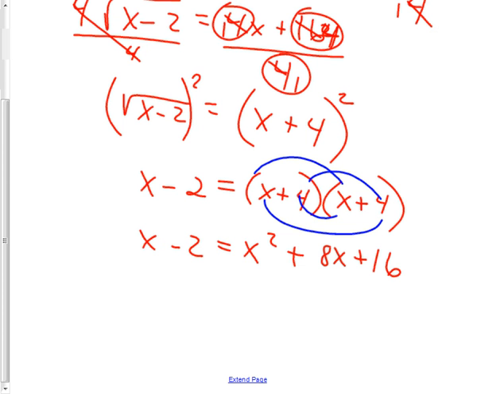Now it's all about getting stuff onto one side because it's a quadratic and you got to get it equal to 0. That's how you solve quadratics, is get them so they're all on one side. X squared, and this 8x, taking away x from both sides, makes it 7x. And then to get the 2 to the other side, I add 2 to both sides. So I got plus 18. And now it's set equal to 0.